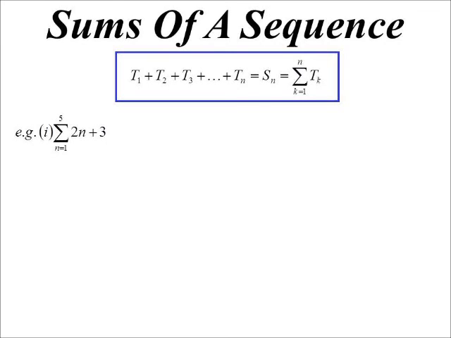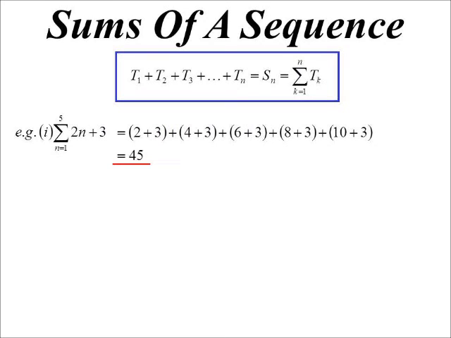So here we are, 2n plus 3, so it's an arithmetic one, because we recognise, hopefully, that that's a formula that would give us an arithmetic progression. And we're going from 1 to 5. Well, at this stage, till we look at the formulas, we'll physically work out each term and add them together, and we end up with 45 for that one.